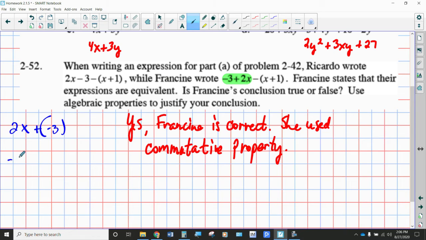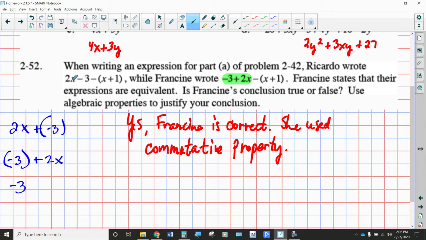Then when you reverse them, you've got your negative 3 first and then the 2x second, and then you don't have to worry about having parentheses there, because we only really put the parentheses when we're adding a negative so that you don't accidentally blend the plus sign with the negative sign of the number. So that's when we would put that.